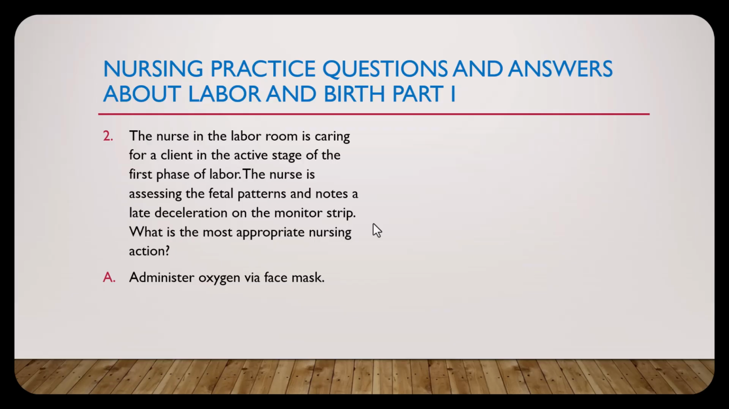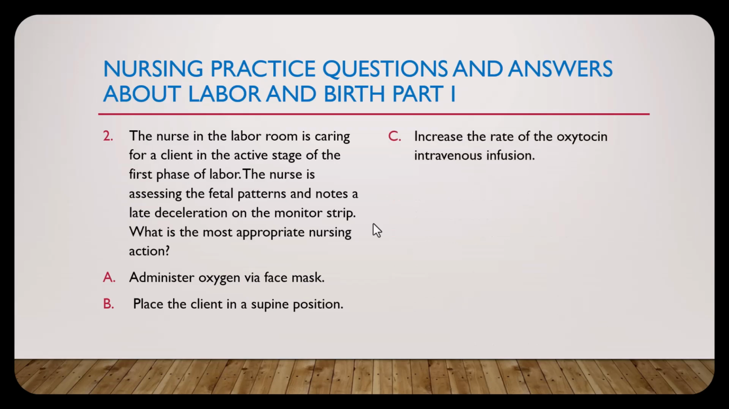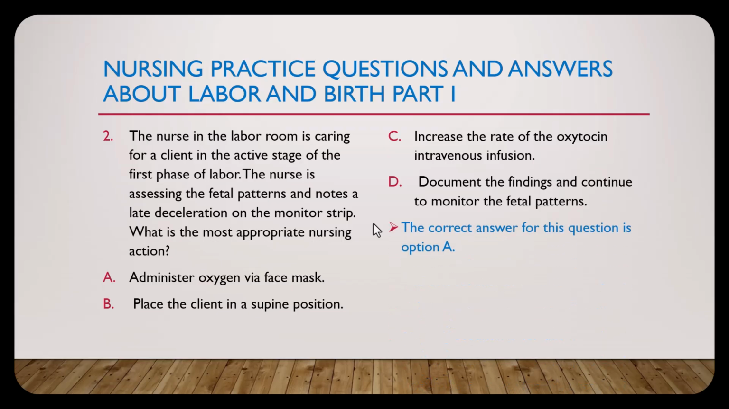Option A, administer oxygen via face mask. Option B, place the client in a supine position. Option C, increase the rate of oxytocin intravenous infusion. Option D, document the findings and continue to monitor the fetal patterns. Now for this question, the correct answer is option A, administer oxygen via face mask.